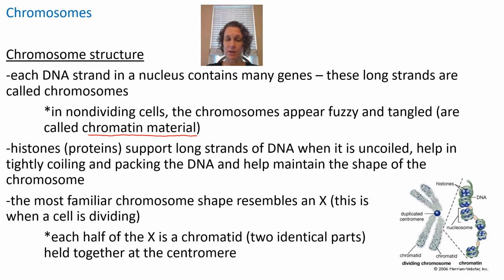As far as we are concerned, the chromosomes will most often resemble an X. This is what is seen when a cell is actually dividing, and I'll show you some pictures of those. In that X, each half of the X is called a chromatid. Sorry, I know that's dumb, chromatin and chromatid. They are two identical parts. So if you have the X, here's one chromatid and here's the other, and together they make an X. That's what they're talking about, half of the chromosome. They are held together in the middle part right there, that is the centromere.